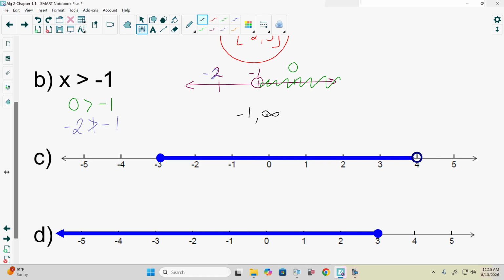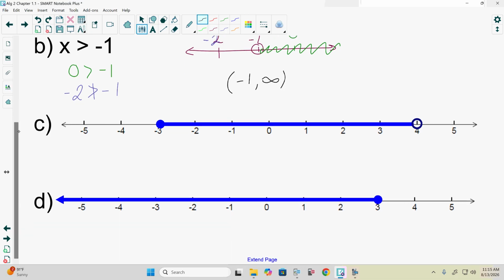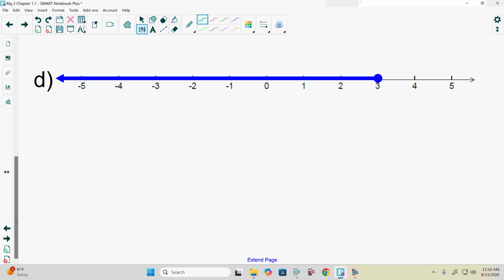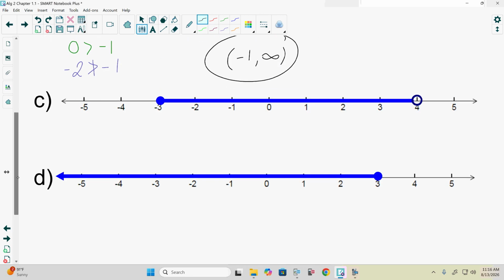Now, -1, is it included or not? If it's not included, it would be a parentheses. What would we do for infinity? Infinity always has parentheses. Positive infinity or negative infinity will always have a parentheses. So parentheses, -1, comma infinity, parentheses. All right, we finally answered B. Questions on B before we look at C and D?